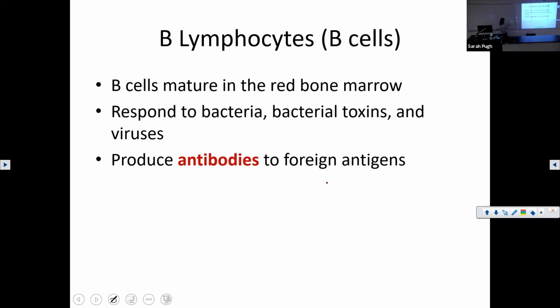So let's talk a little bit about our B cells. B cells are made in bone marrow. All of your formed elements are made in bone marrow. Again, B cells are going to respond to bacteria, bacterial toxins, viruses that are free floating. Again, these are floating around in your body's humors, in your lymph, in your blood, in your interstitial fluid. And the job of a B cell is it's going to pump out an antibody to fight off that free floating foreign organism.